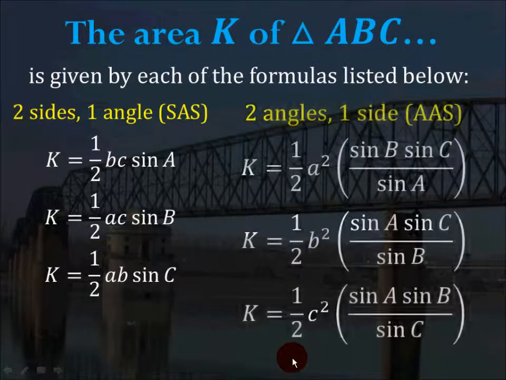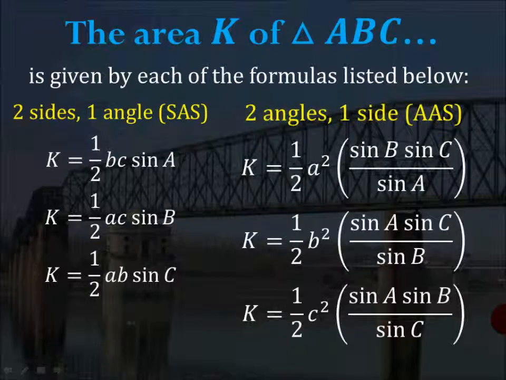Well, what if you know 2 angles and one side? Well, there's another formula. This is the AAS or ASA formula. Because if you know 2 angles, you know the third angle. So K is 1/2 a squared sine B sine C over sine A. Now notice the pattern here. You take 1/2, square the side you know, and then multiply that by a fraction. The numerator contains the sines of the other 2 angles multiplied together, divided by the sine of the angle opposite the side you know.